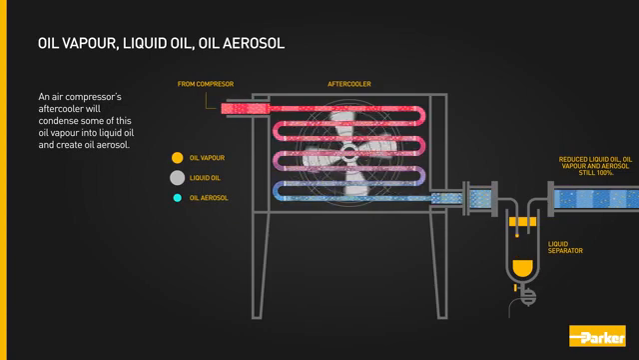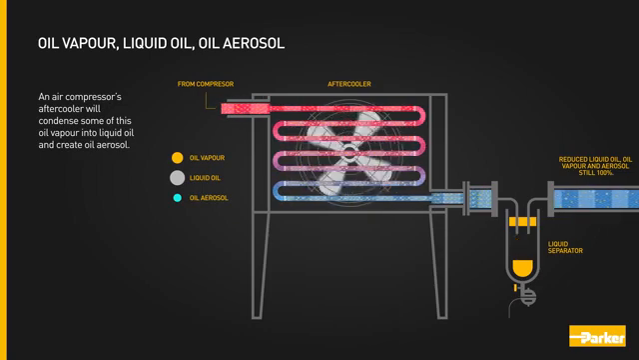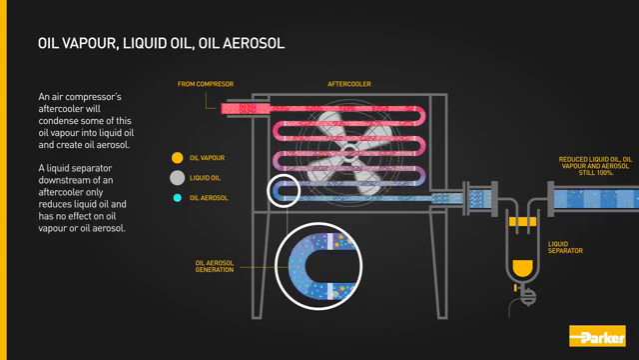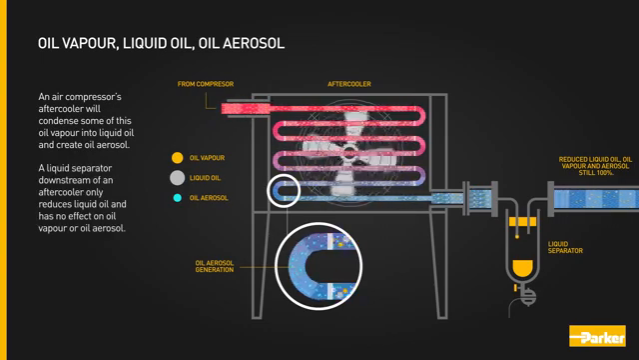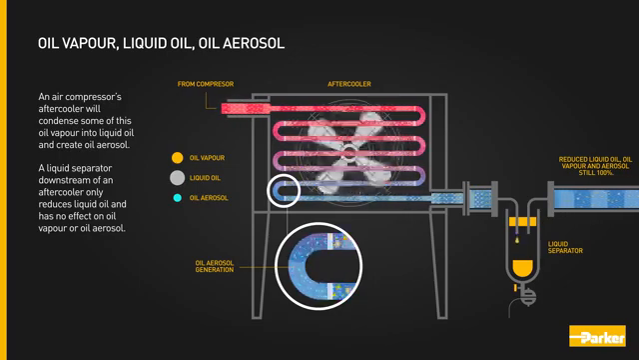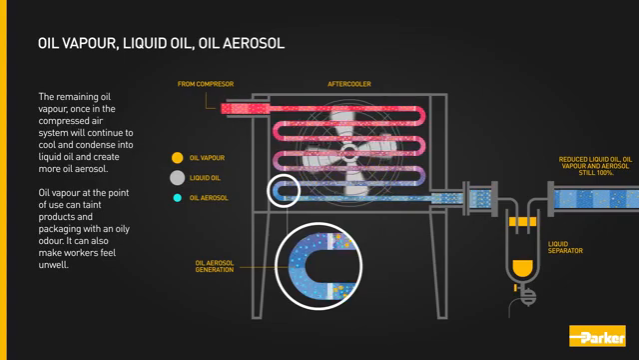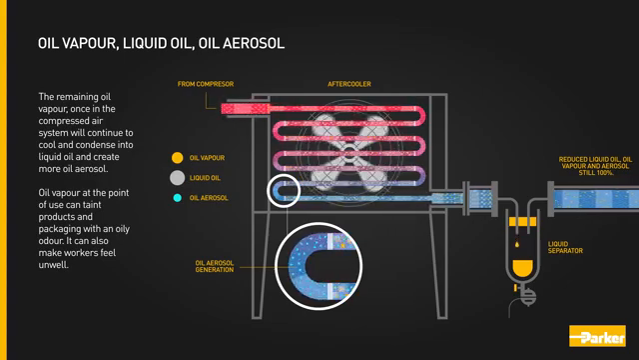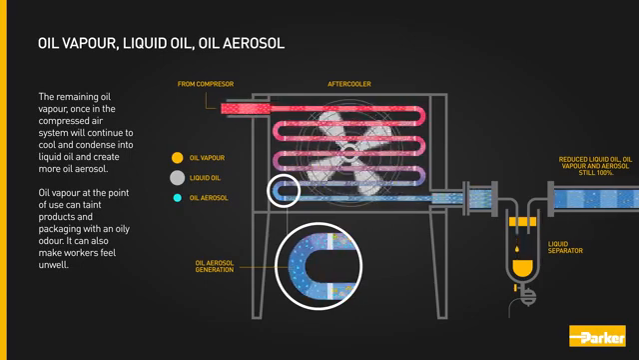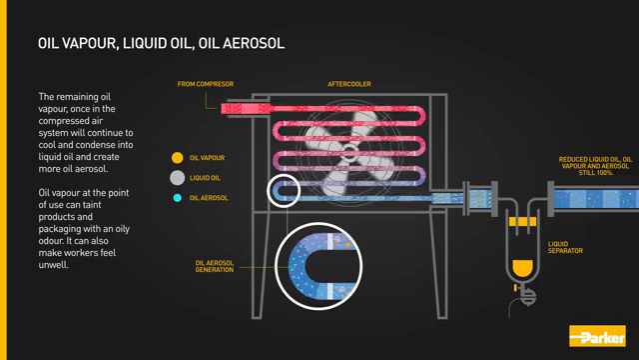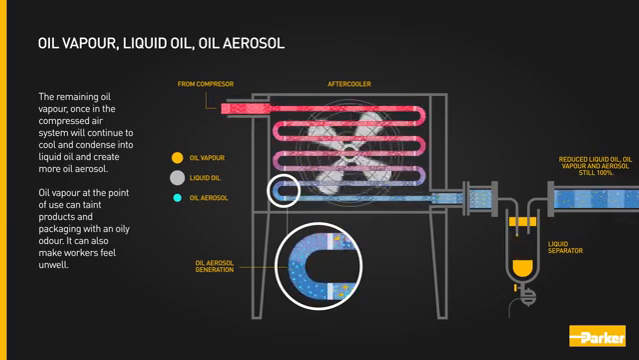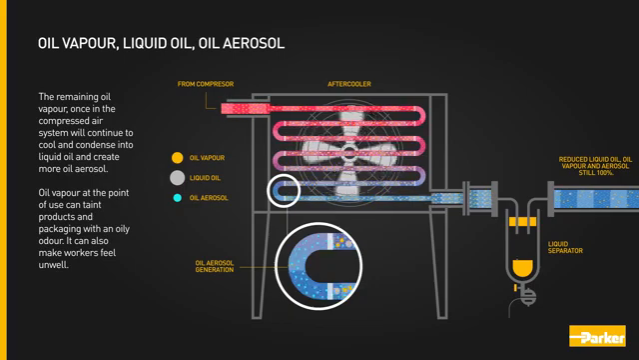An air compressor's aftercooler will condense some of this oil vapour into liquid oil and create oil aerosol. A liquid separator downstream of an aftercooler only reduces liquid oil and has no effect on oil vapour or oil aerosol. The remaining oil vapour, once in the compressed air system, will continue to cool and condense into liquid oil and create more oil aerosol. Oil vapour at the point of use can taint products and packaging with an oily odour. It can also make workers feel unwell.